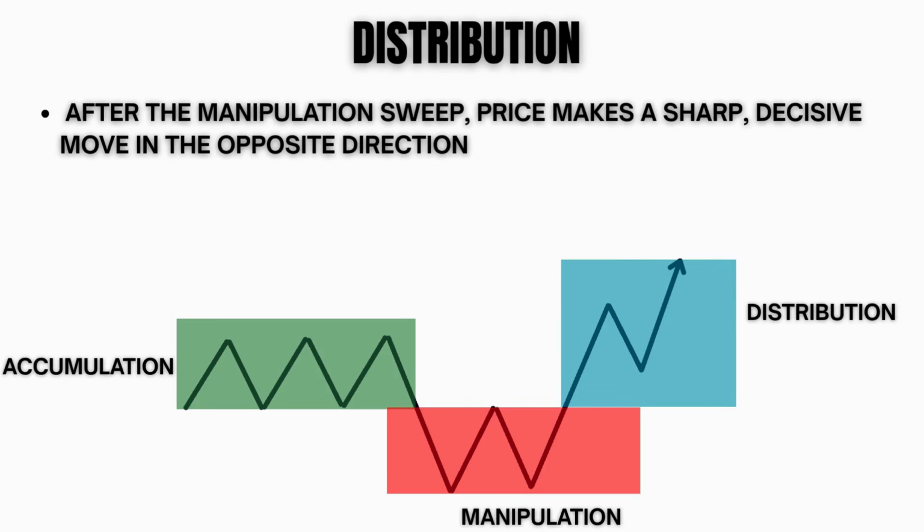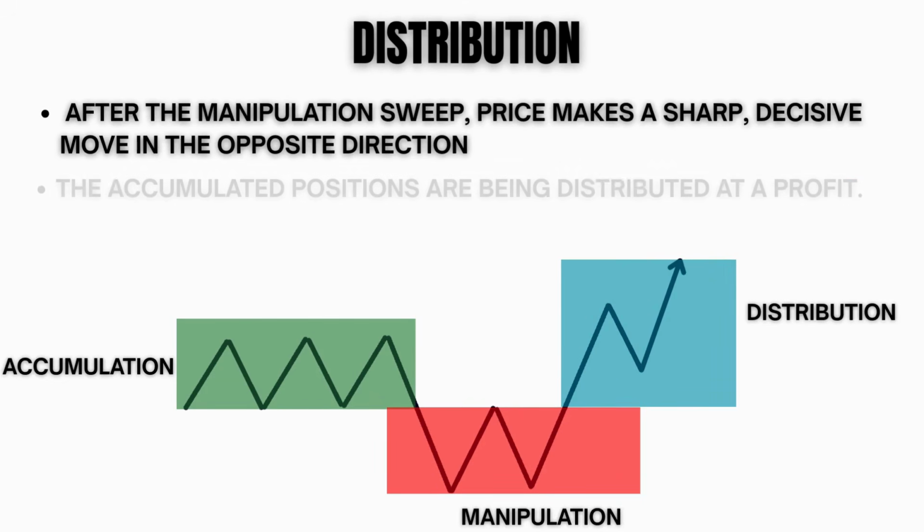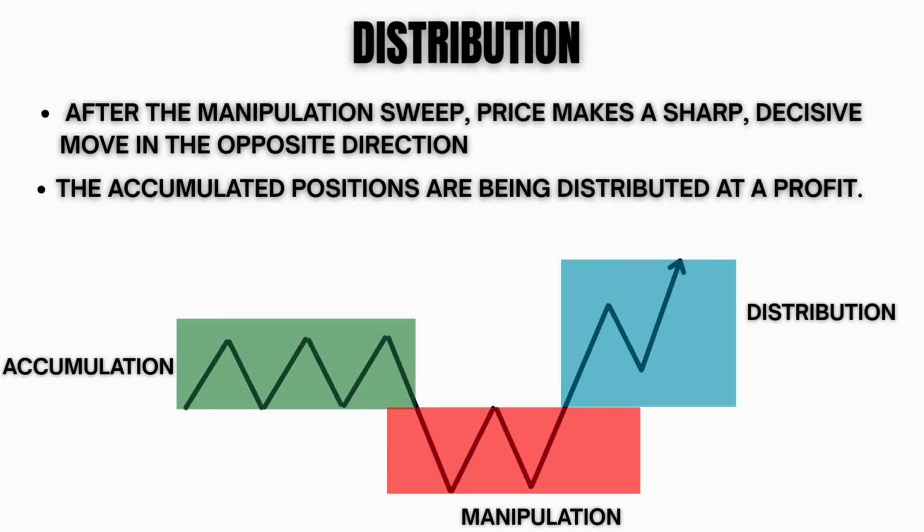Distribution. After the manipulation sweep, price makes a sharp, decisive move in the opposite direction. The accumulated positions are being distributed at a profit. This is where you want to be positioned.